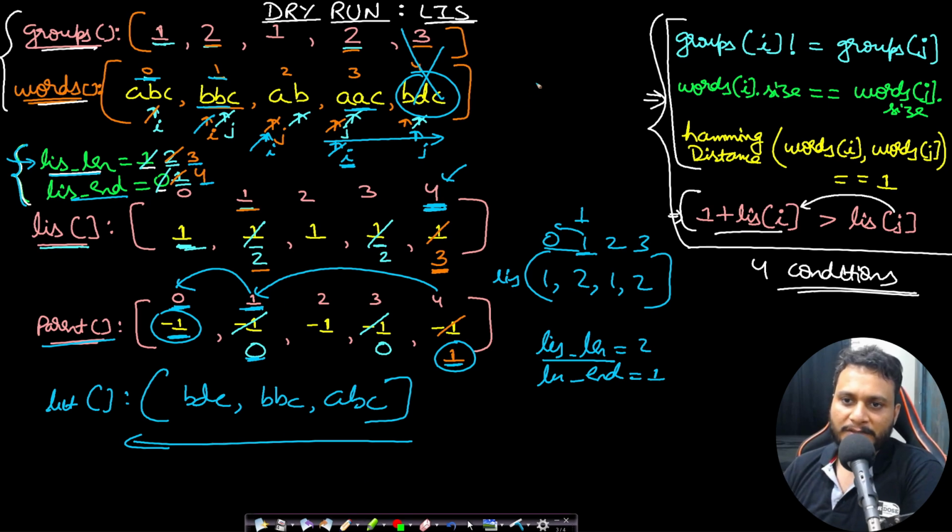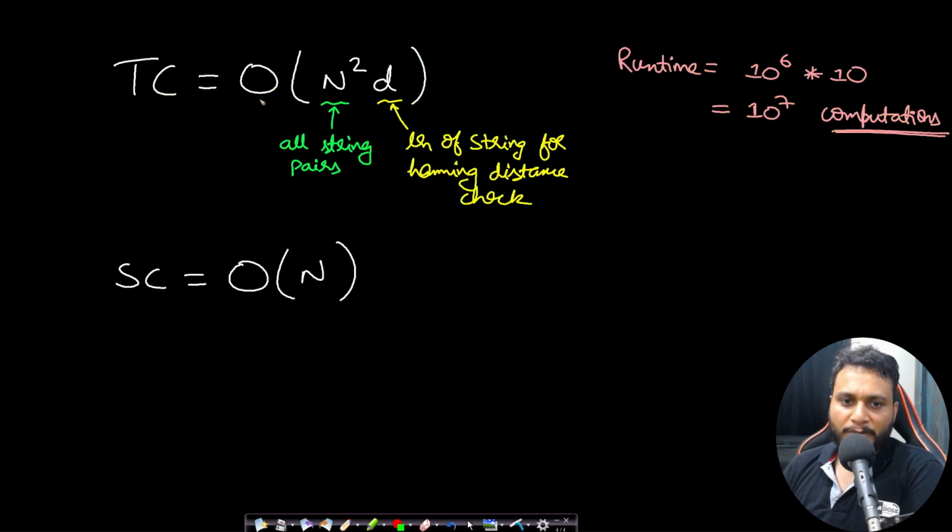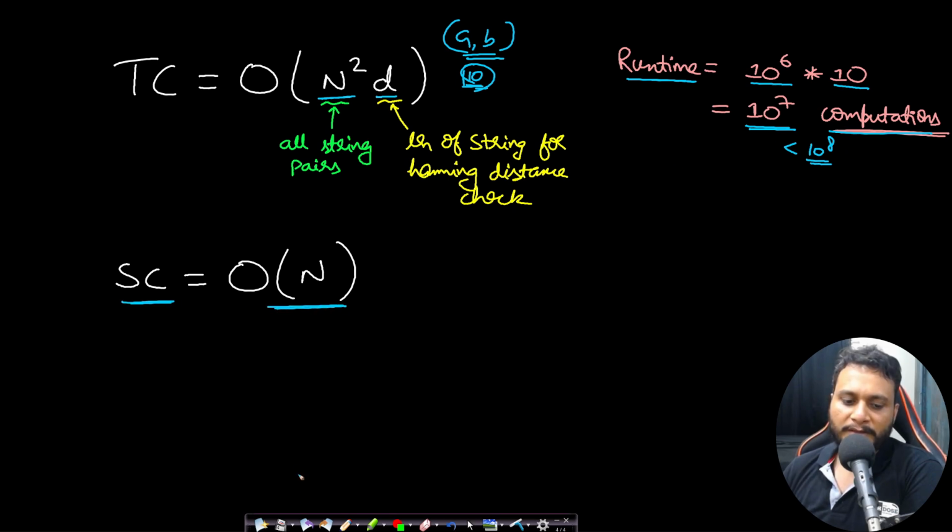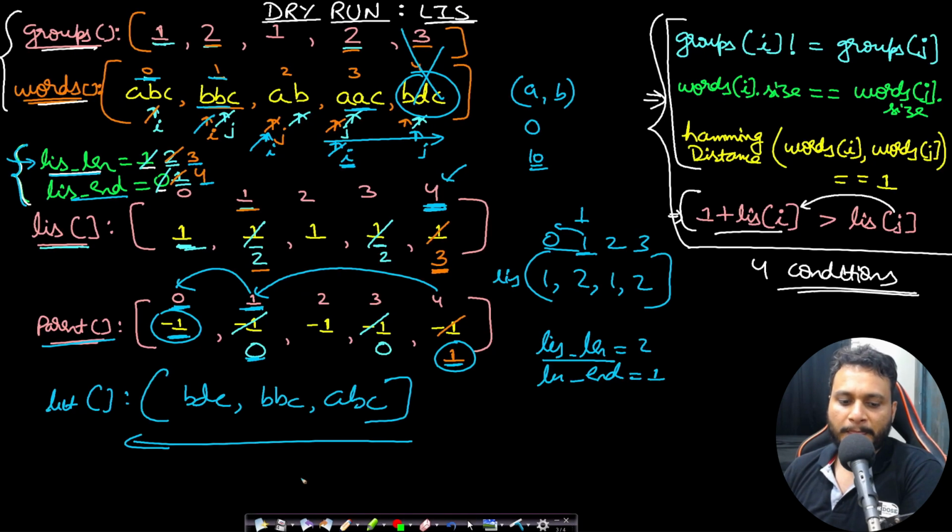Now calculating the Hamming distance between two strings A and B is order of the length of the string. In this case, the maximum length is 10. The time complexity here is we have to run two loops to apply the LIS logic, so this is n square, and for every pair A comma B, we have to check the Hamming distance, which requires 10 character comparisons at maximum according to the constraint. So the runtime will be 10 to the power 6 times 10, which is 10 to the power 7 computations, still less than 10 to the power 8. So this is expected to pass. And the space complexity is order of n due to the LIS array and parent array. I hope it is clear.